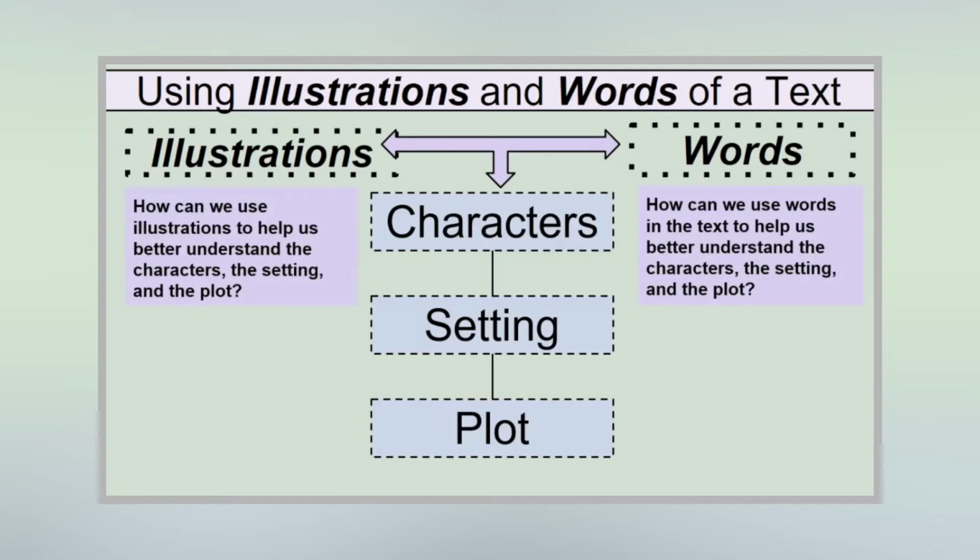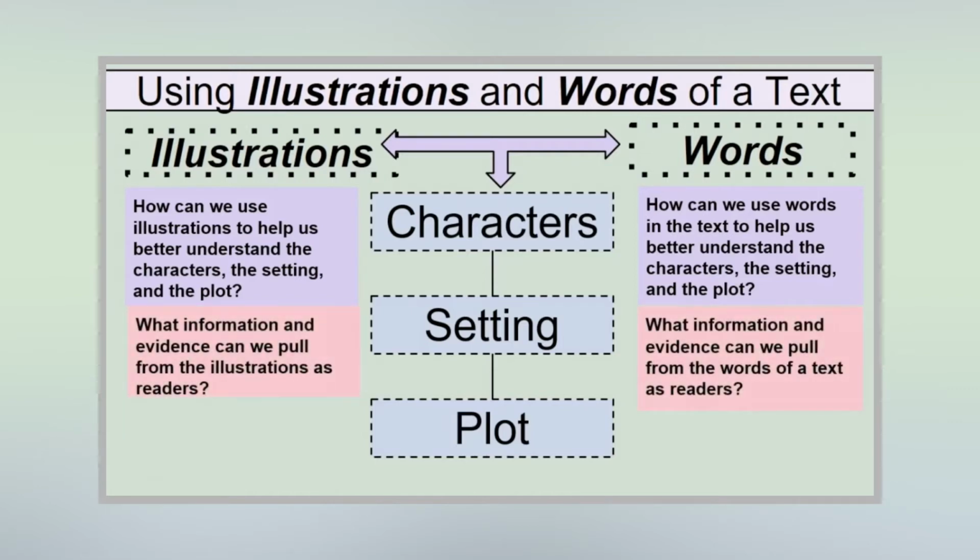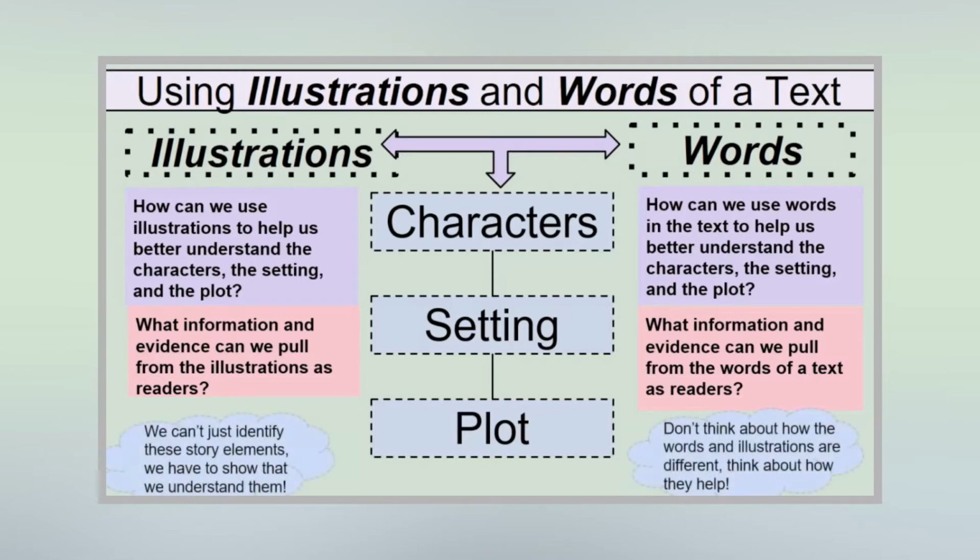When we're looking at the illustrations and the words, we want to ask ourselves the following questions. How can we use illustrations to better help us understand the characters, the setting, and the plot? How can we use the words in the text to better help us understand the characters, setting, and plot? What information and evidence can we pull from the illustrations as well as the words of a text as readers? Remember, we can't just identify the story elements. We have to show that we understand them. Don't think about how the words and illustrations are different. Think about how they help.